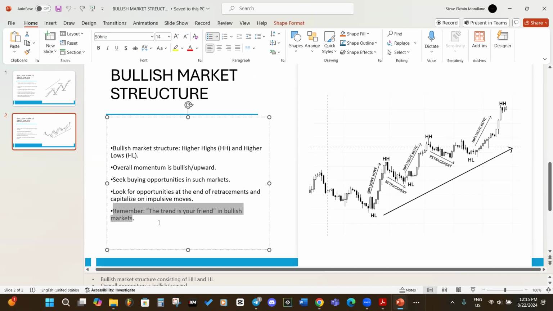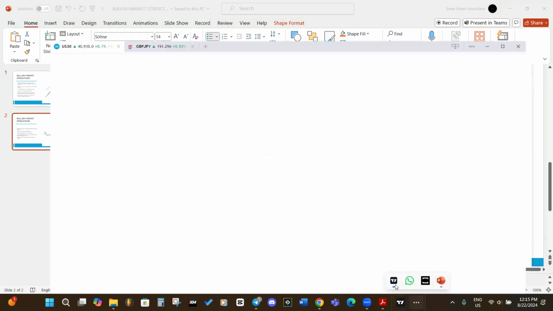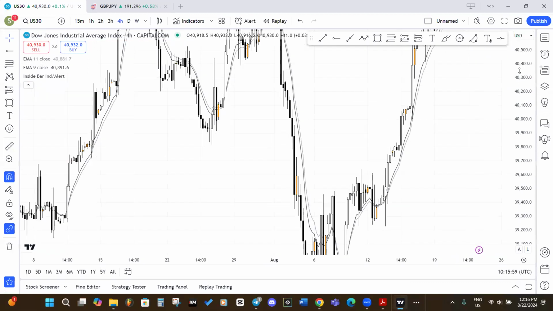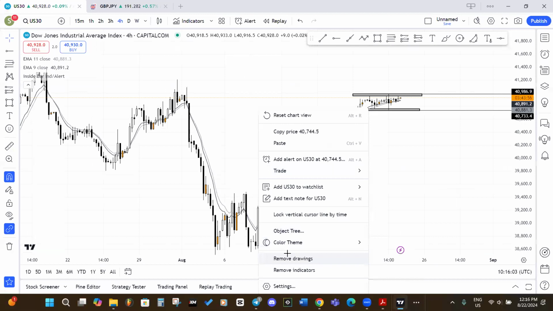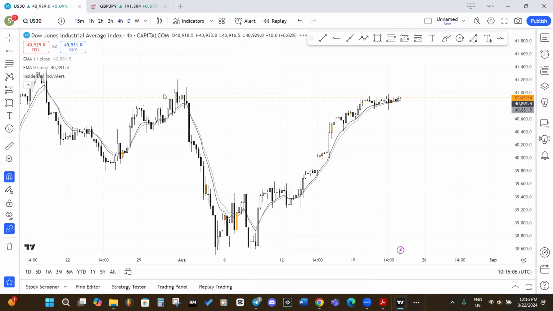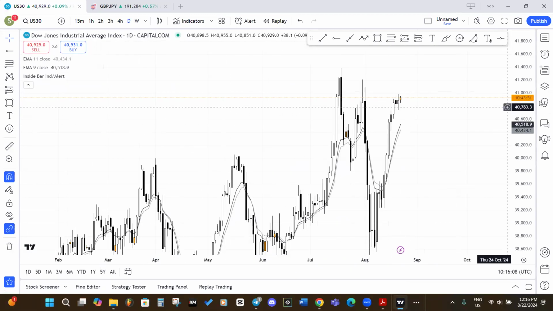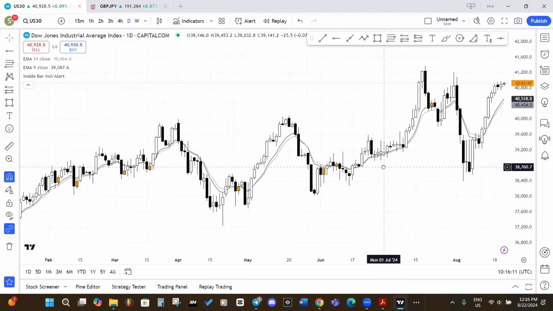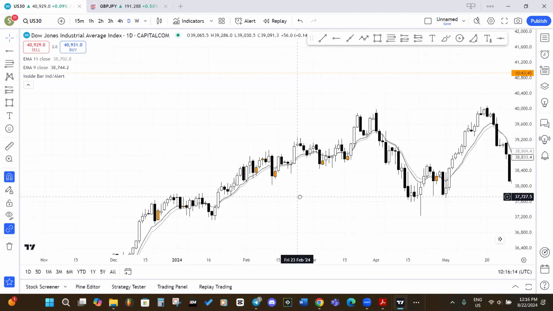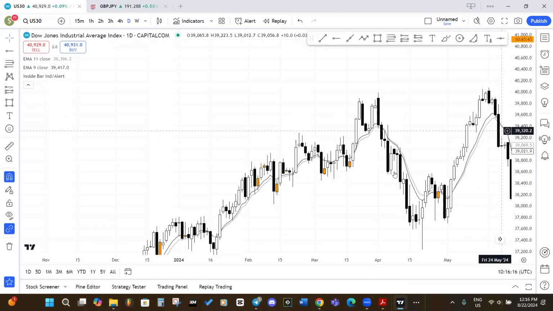I wrote it here. Okay, let me just go to TradingView and see. So from TradingView, we'll be trying to identify an upward market in this case. Okay, we have one here.